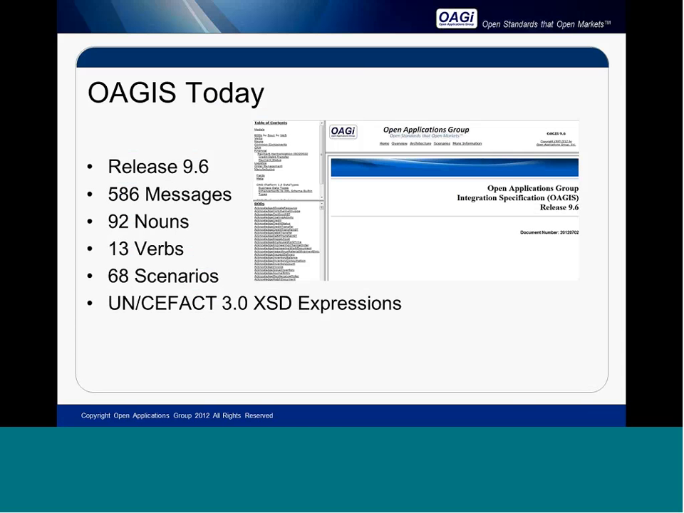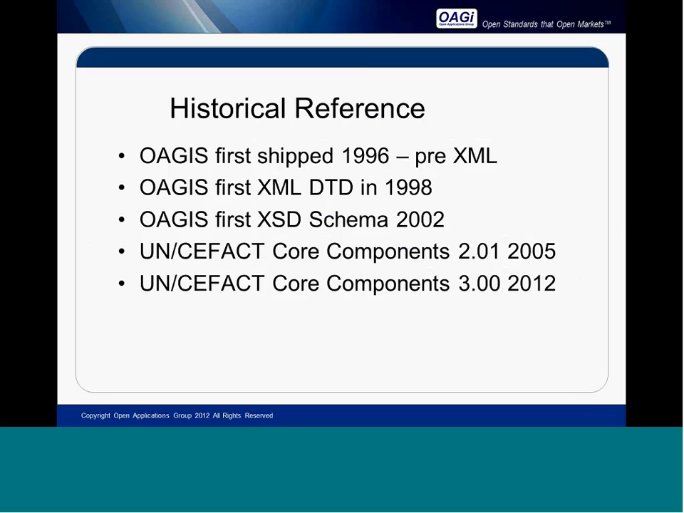And today we're at release 9.6, which represents over 20 actual releases of the system in terms of evolution. We're at 586 messages, including 92 nouns, 13 verbs, and 68 scenarios. And this version of XSD supports the UN/CEFACT Core Component Technical Specification version 3.0, which is really a data modeling methodology, so that it applies very, very rigorous data modeling with XSD. And the goal of that is to reduce ambiguity in the messages and the data model itself.